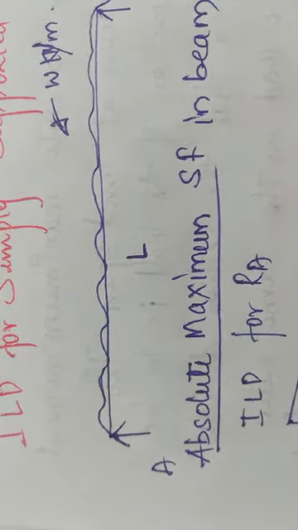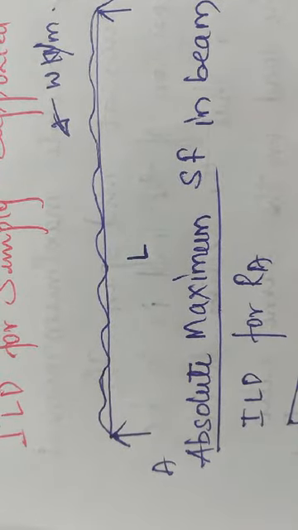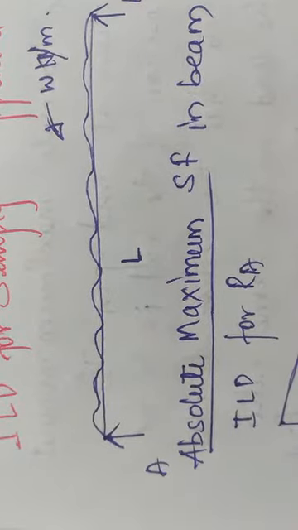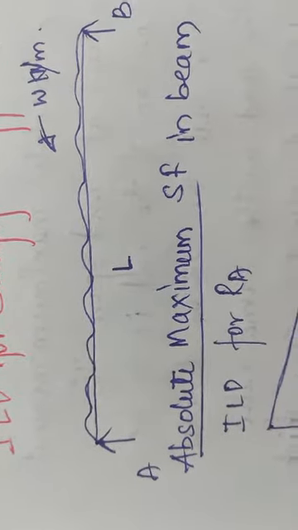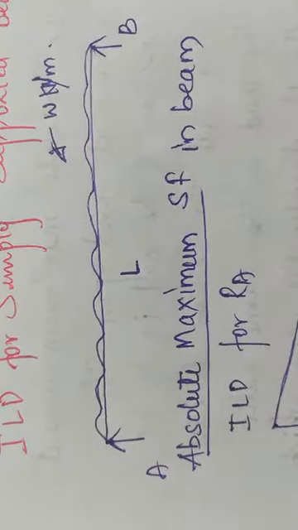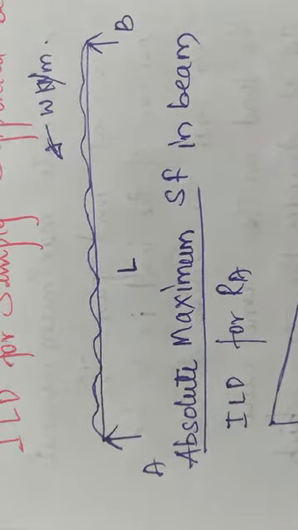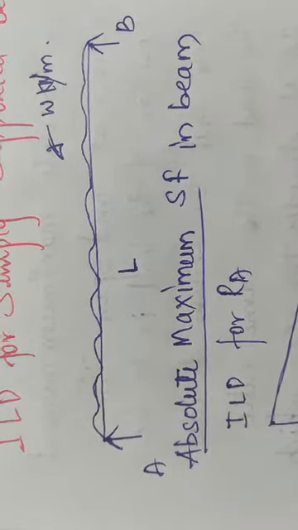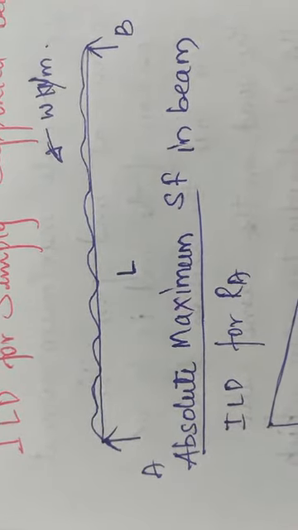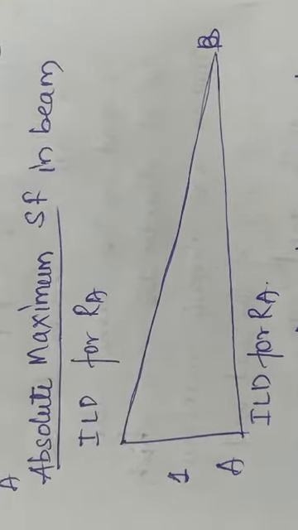Now, how do we draw the influence line diagram for reaction Ra? On the lines that we have done in lecture 8, we know that the influence line diagram for reaction Ra is a triangle in shape whose intensity varies from 0 to 1 from B to A, that is, the ordinate at A is 1 and the ordinate at B is 0. So, this is the influence line diagram for reaction Ra.